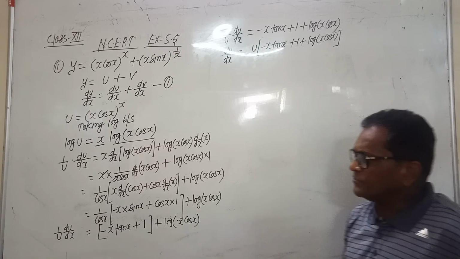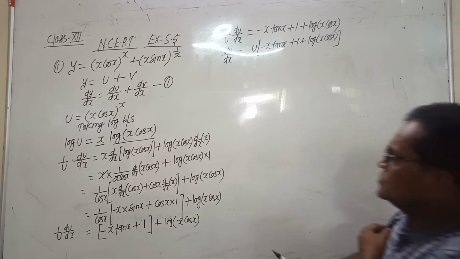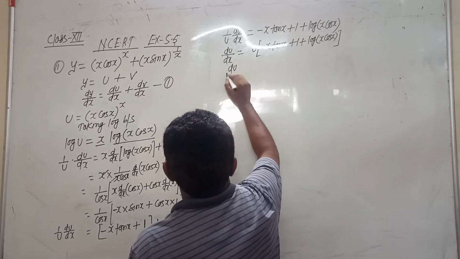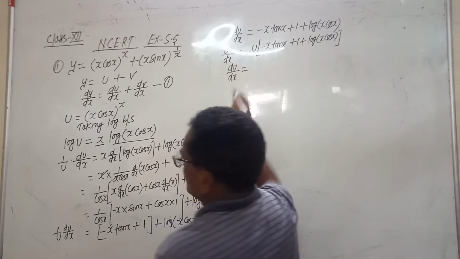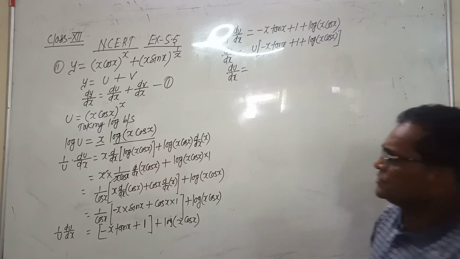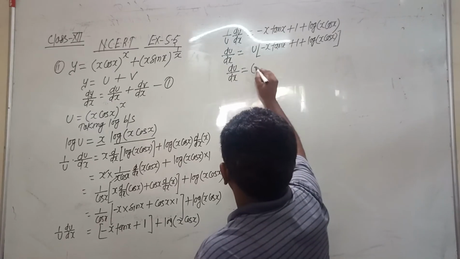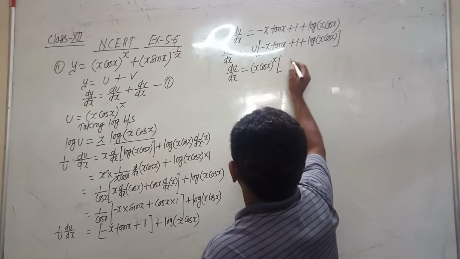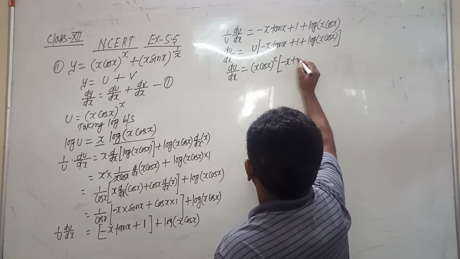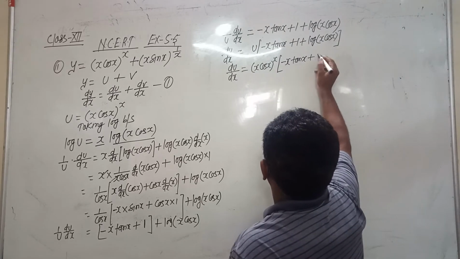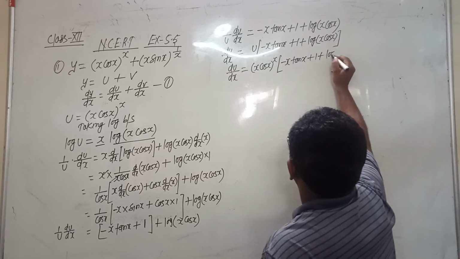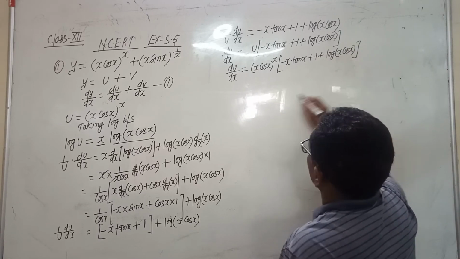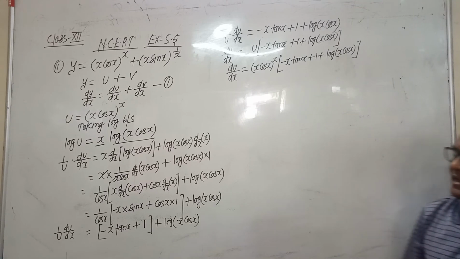Put the value of u. The value of u is x cos x raised to the power x. So du by dx equals x cos x raised to the power x, into minus x tan x plus 1 and plus log of x cos x. So we get the value of du by dx.